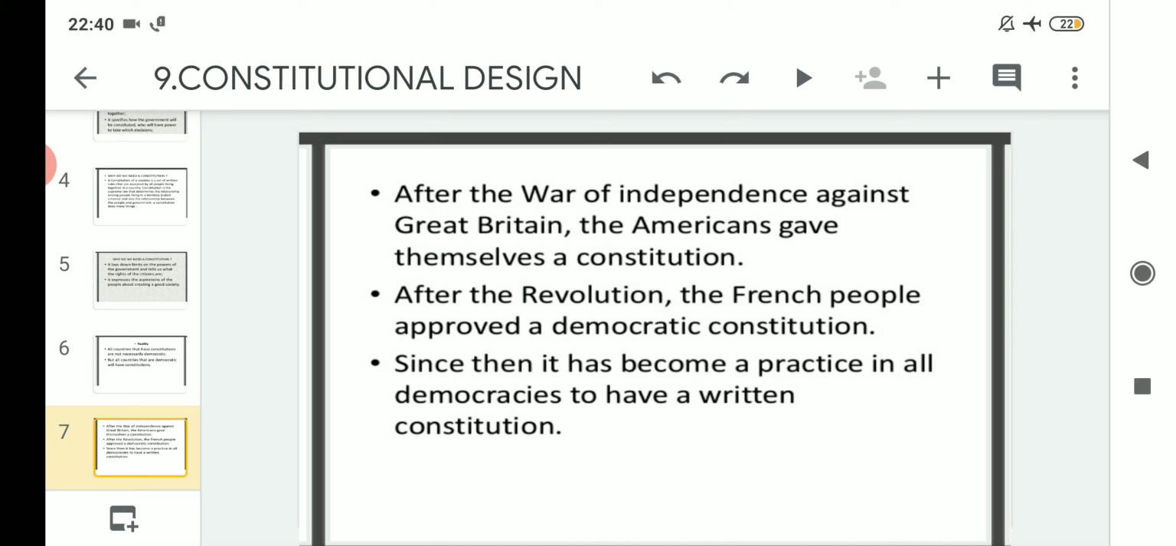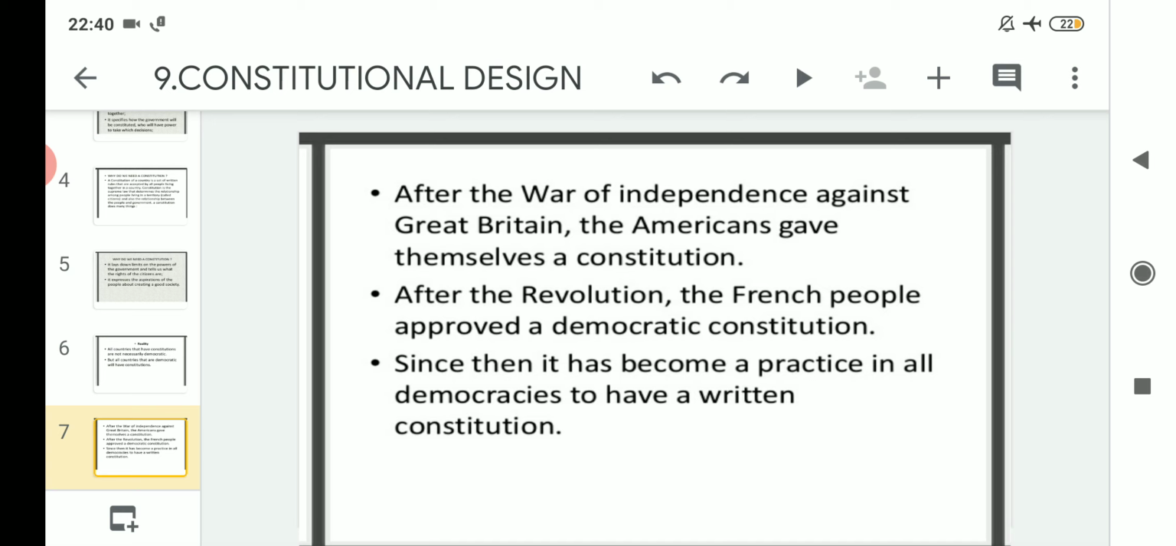That was fought against whom? Great Britain. After that, immediately the Americans gave themselves a constitution. That means immediately after the War of Independence against Great Britain, the Americans prepared and drafted the constitution for their own country. If we talk about the French people, it was after the revolution, that means the French Revolution.